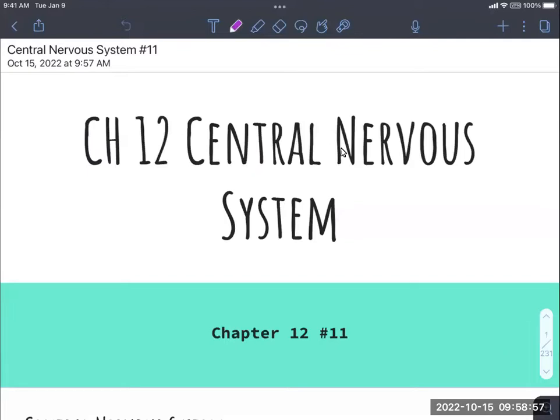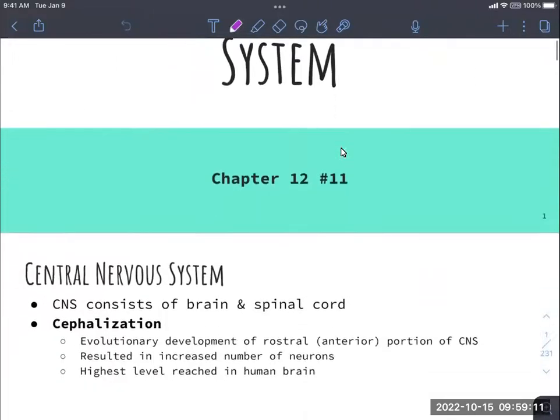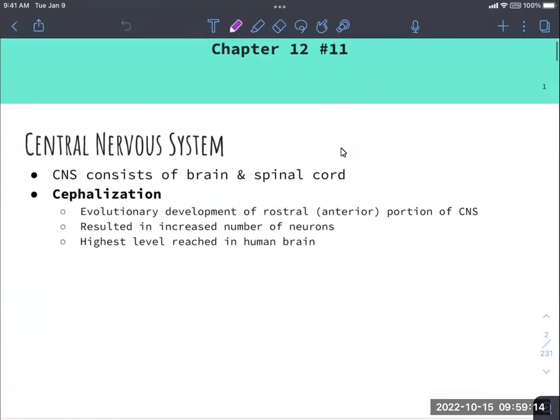Hello. Today we are going to start looking at the central nervous system. The central nervous system makes up the brain and the spinal cord. Cephalization, it's how our brain developed. It's functionally how it evolved to what we have today to think, process, learn different activities.